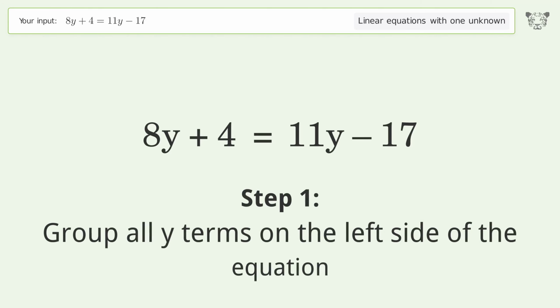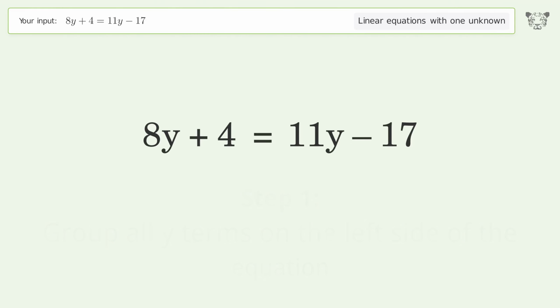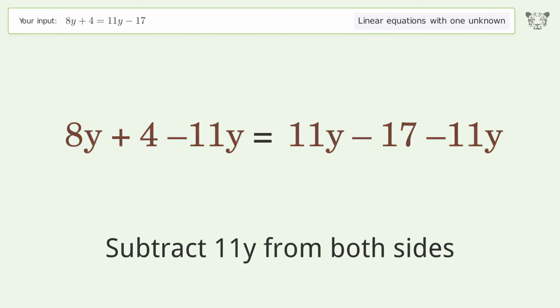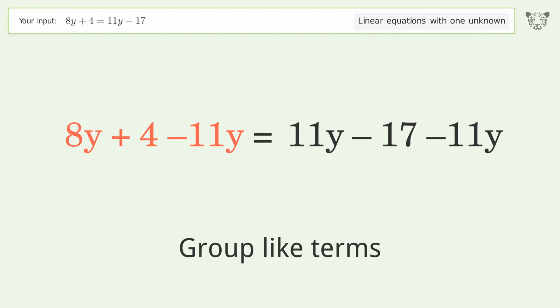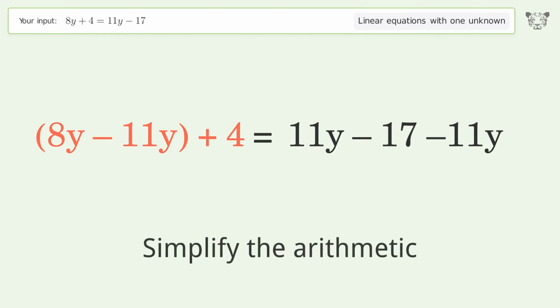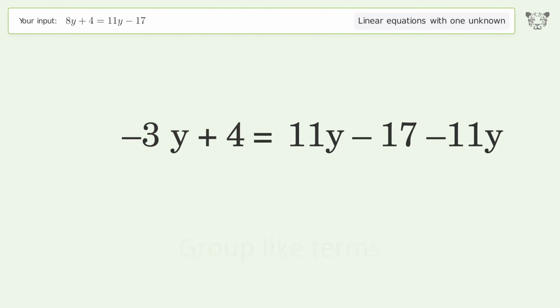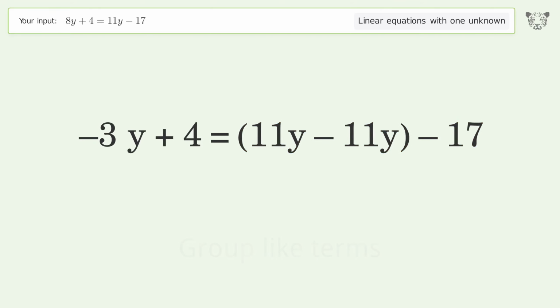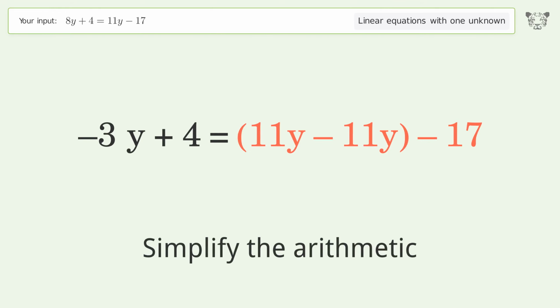Group all y terms on the left side of the equation. Subtract 11y from both sides. Group like terms. Simplify the arithmetic. Group like terms. Simplify the arithmetic.